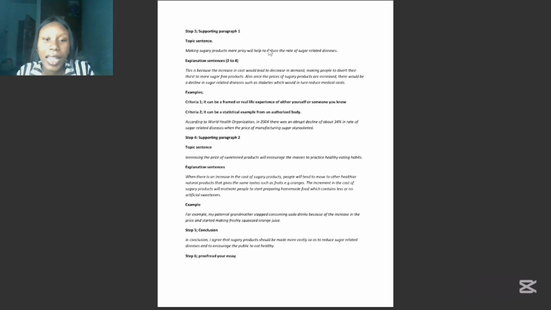Now the next criteria is that it can be a statistical example from an authorized body, meaning that when you're giving example, I say, okay, I want to give a statistical example. Okay, you want to give a statistical example, so okay, you want to give figures, you want to give numbers. It should be from an authorized body that can actually make a stand on that situation.